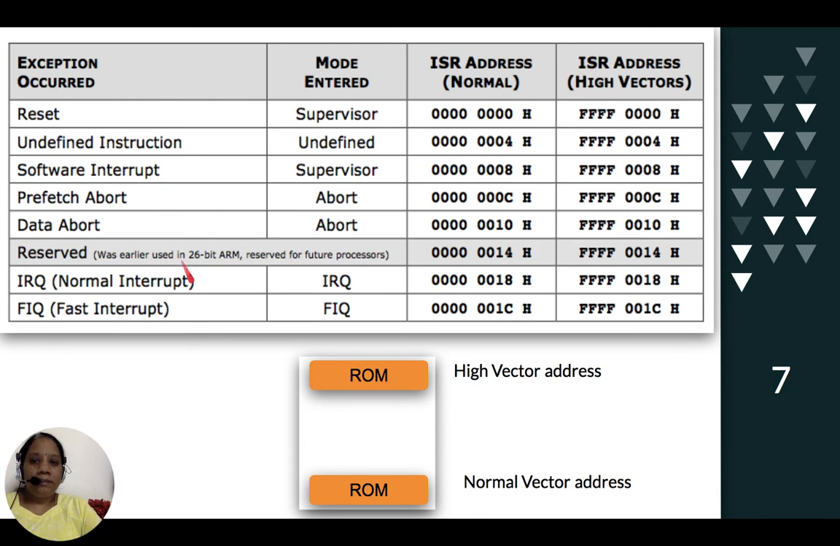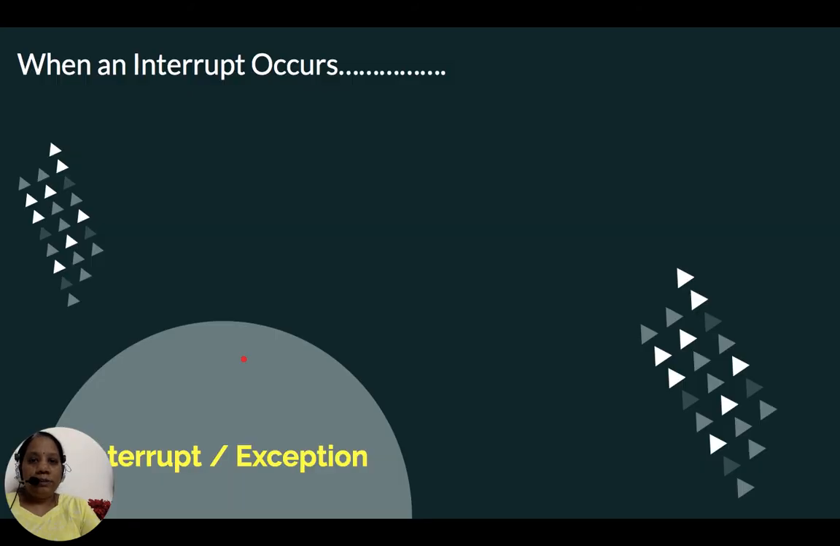And so this is about the vector addresses of the 7 interrupts. So 7 interrupts take you to the 5 modes. The 5 modes are supervisor, undefined, abort, IRQ, and FIQ. And system and user mode do not have an interrupt. Clear? Now moving to the next one.